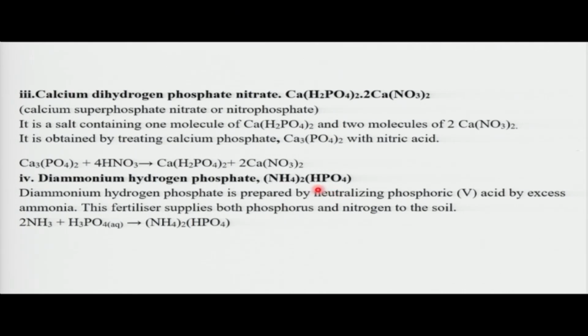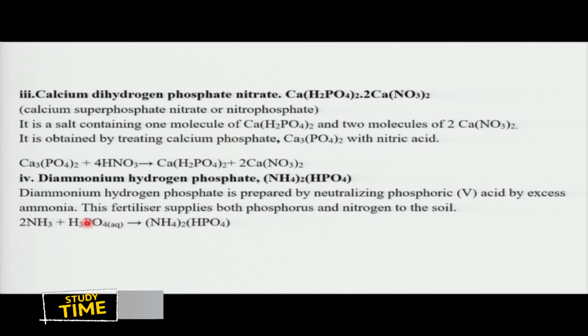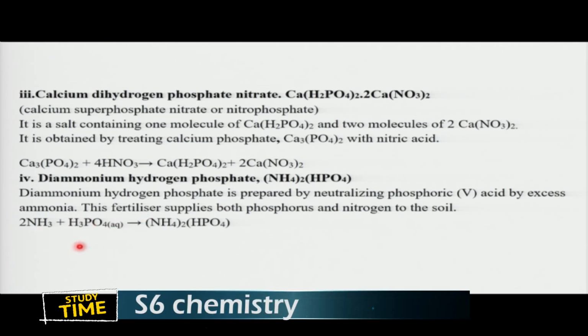So we also have DAP here, diammonium hydrogen phosphate. Here, we normally call it DAP. We don't normally mention the hydrogen. So diammonium hydrogen phosphate is also obtained by reacting ammonia from the Haber process and phosphoric acid.